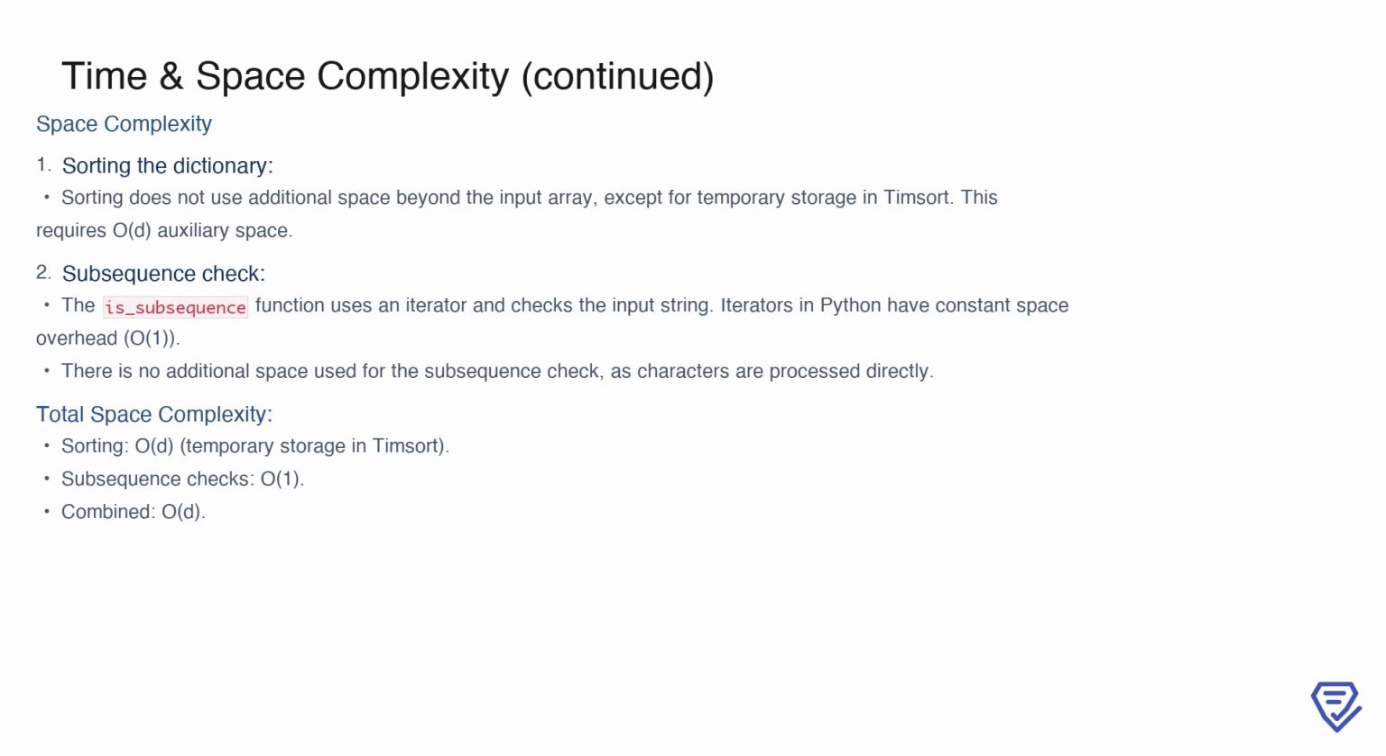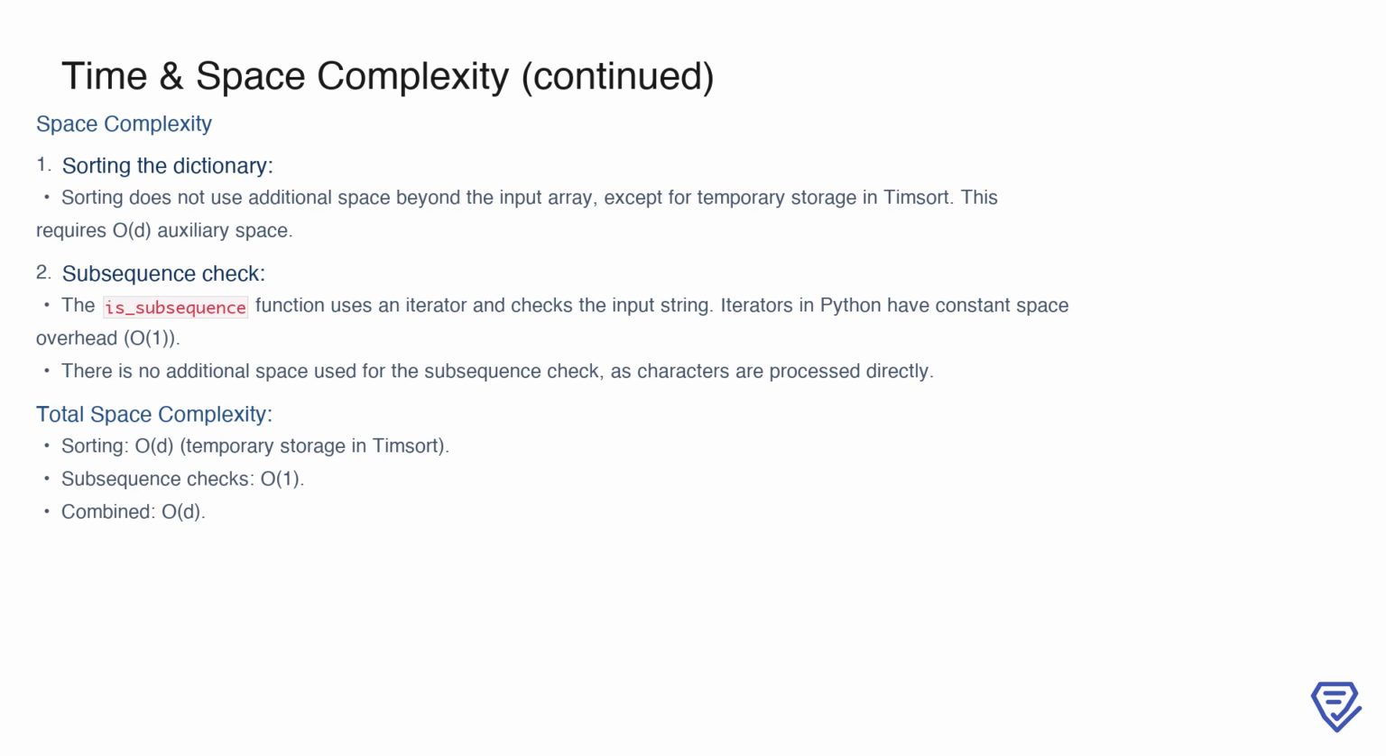Now, let's look at space complexity. The sorting operation relies on Python's timsort, which uses temporary auxiliary memory proportional to the size of the input. Thus, sorting the dictionary requires O(d) space. For subsequence checks, the is_subsequence function operates with constant space because it uses an iterator to traverse the input string s without storing intermediate results. Iterators in Python are efficient and only require O(1) space.